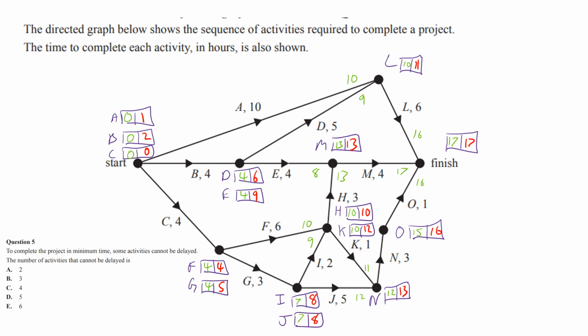And so if you look at this, C has got 0 to 0, so there's nothing floating there. F has got 4, 4, so there's no float. H has got 10, 10, so there's no float. And M has got 13, 13, so there's no float. So it's 4 activities, so the answer was C, 4.